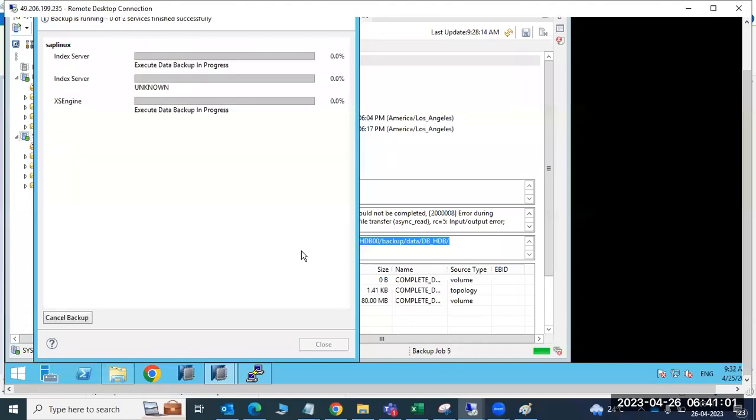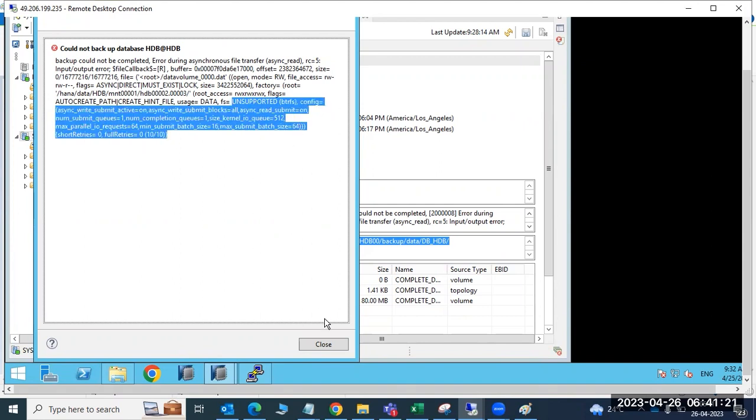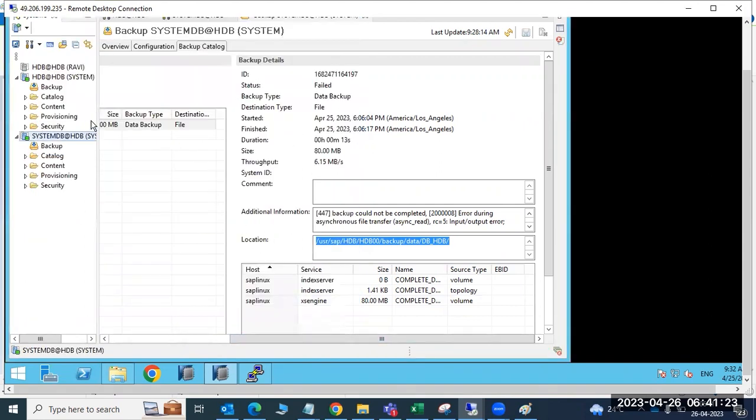Yeah, it's in the wrong type. So you can see in the error message, unsupported file systems. That's the reason it's giving the error.